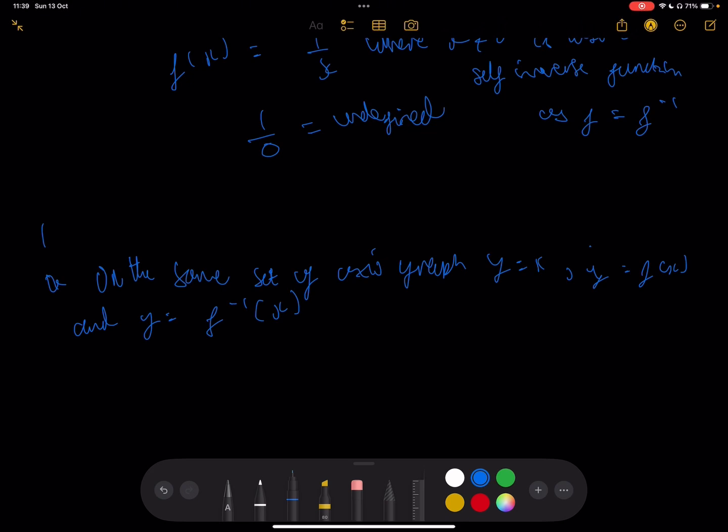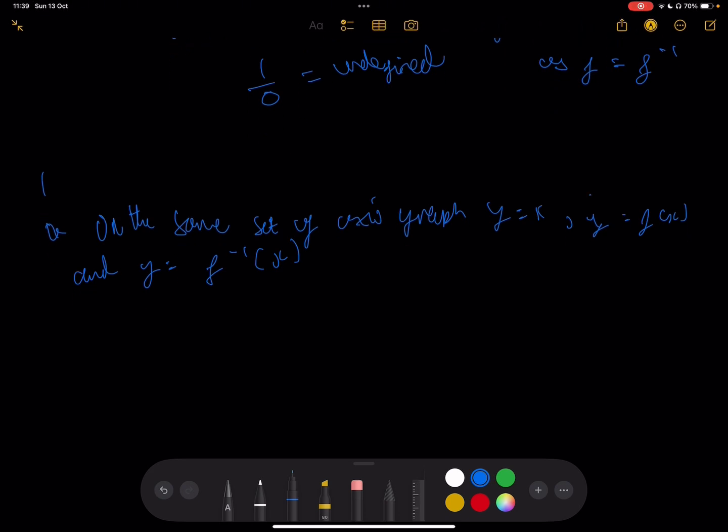So how do we go about this? Wait one second, I think this is the wrong question. Yeah, okay, no, this is fine. So, part A, on the same set of axes, draw y is equal to f of x and y is equal to the inverse function of x. So, let's say our first function is f of x is equal to 3x plus 1. How do we do this for this question?